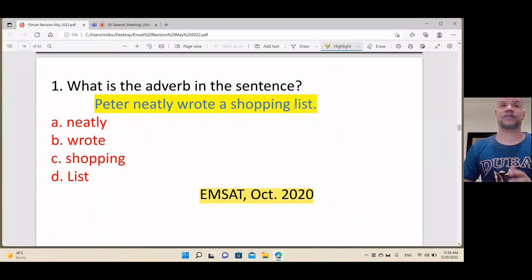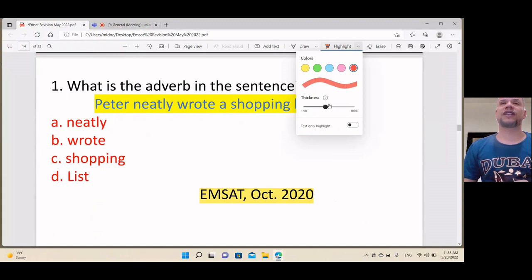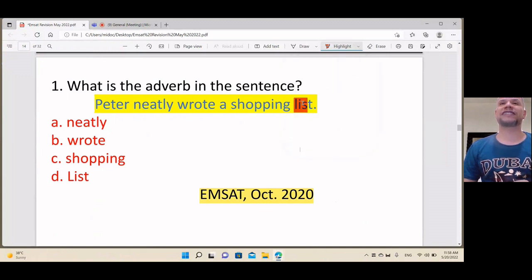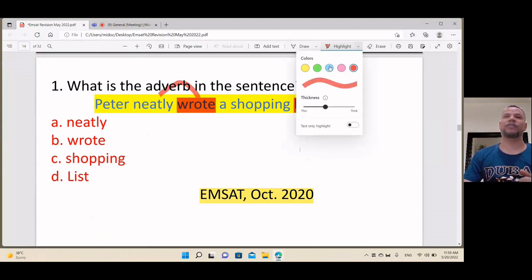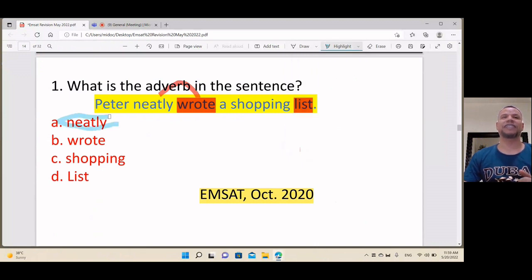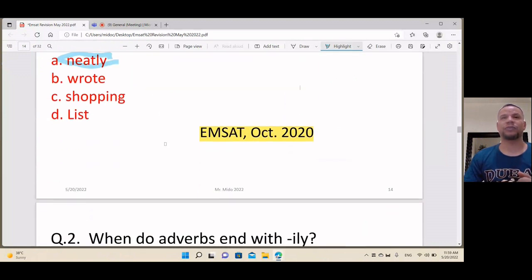The first is the end of the sentence. Here I have the last word, list. Is it an adverb? No, it's a noun. So the second rule is before the verb. Where is the verb? The verb is wrote, the past coming from write. So before the verb, we have neatly. It's an adverb. So the answer is neatly. That's right.